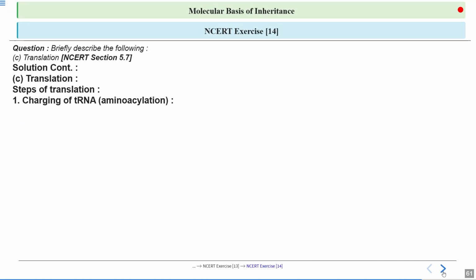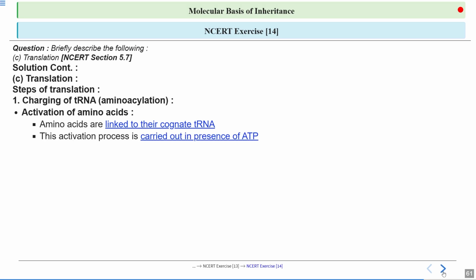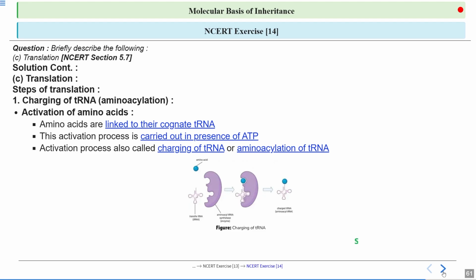We are talking about the charging of tRNA only. So in this activation of amino acids, what happened? Amino acids are linked to their cognate tRNA, and this activation process is carried out in the presence of ATP. The activation process is also called what? Charging of tRNA or amino acylation of tRNA.